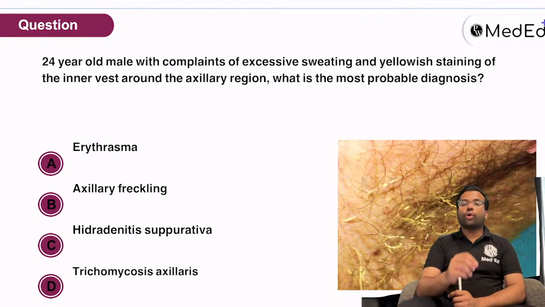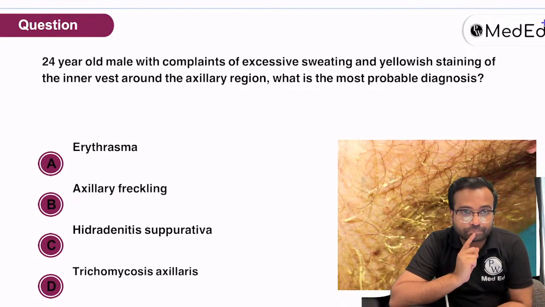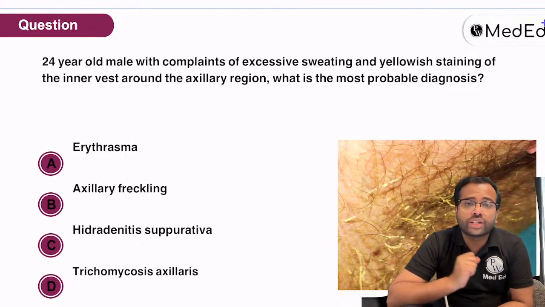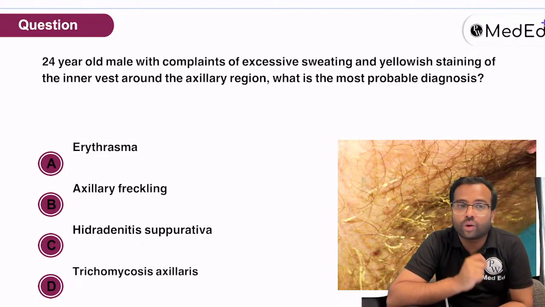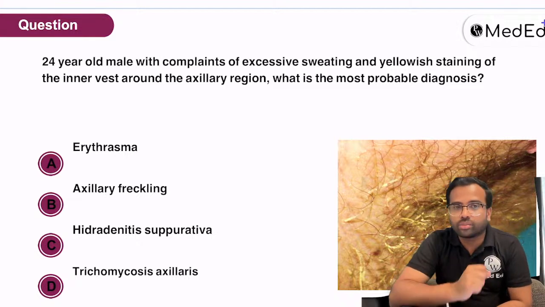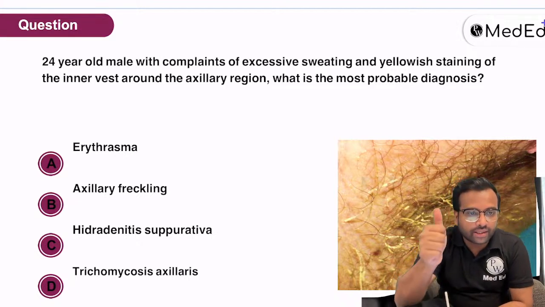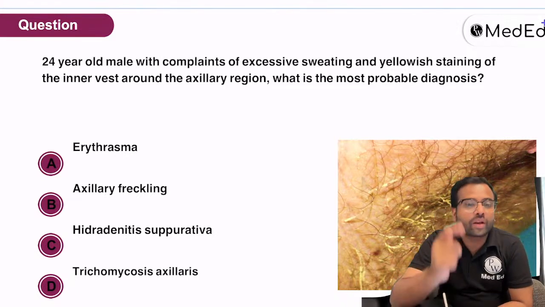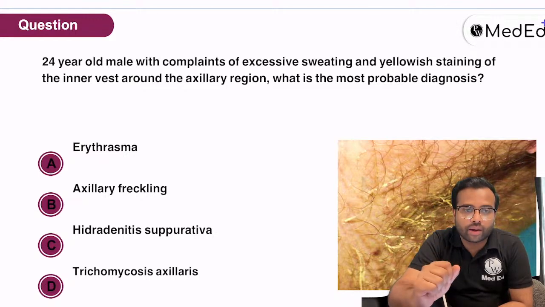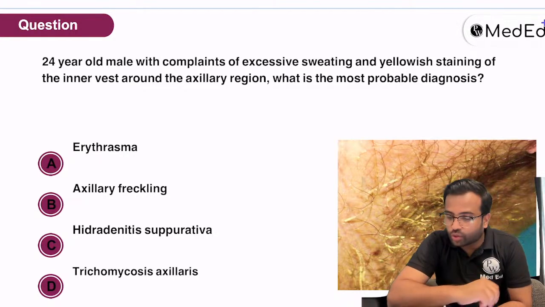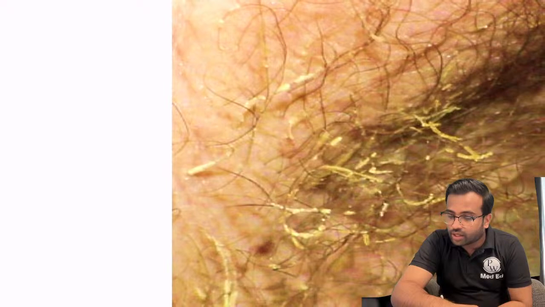A 24-year-old male presents with excessive sweating and a yellowish staining of the inner vest around the axillary region. What is the most probable diagnosis? Erythrasma, axillary freckling, hidradenitis suppurativa, or trichomycosis axillaris. I'll just zoom it.